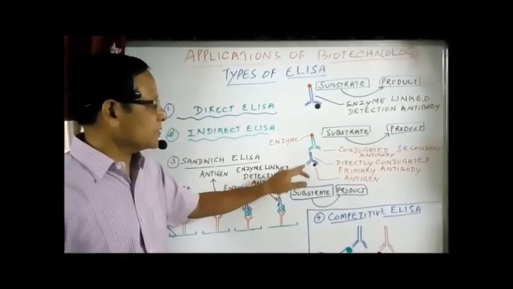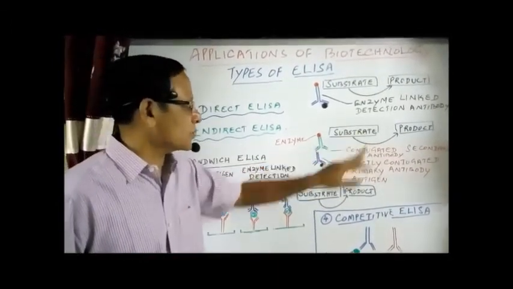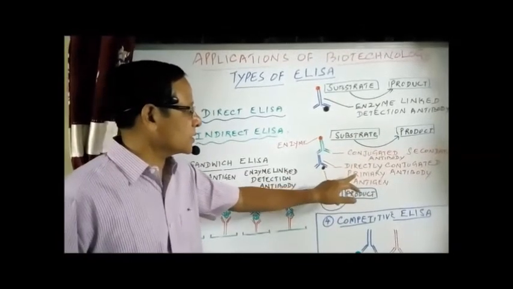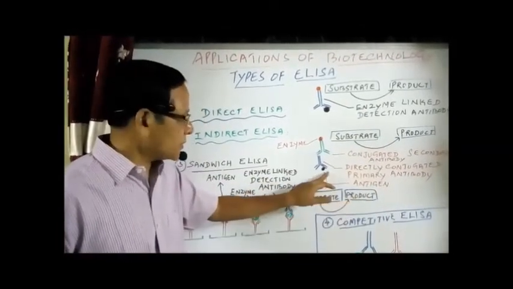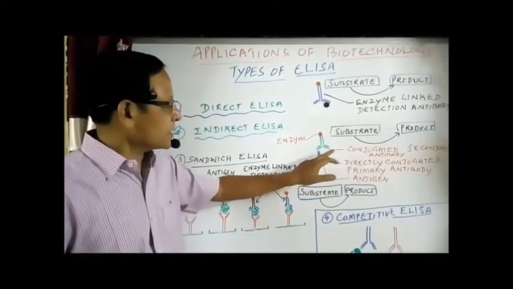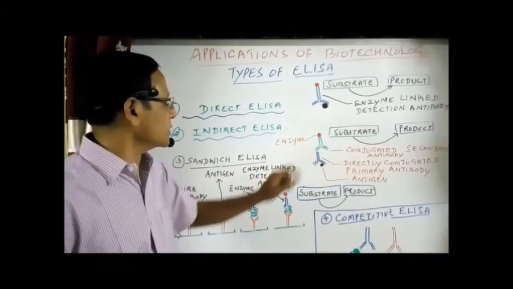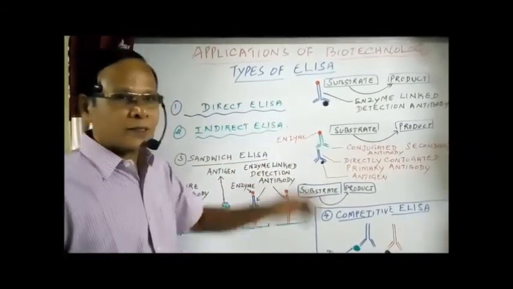So here we are indirectly finding the colored product, that is substrate and product. The primary antibody is the one which always binds with the antigen. The secondary antibody is the one which binds with the enzyme. Here 2 antibodies are involved, that's why it's called indirect ELISA.